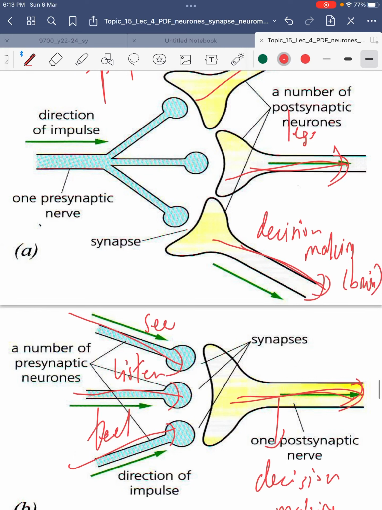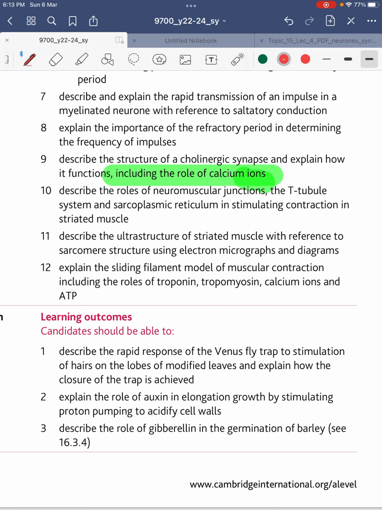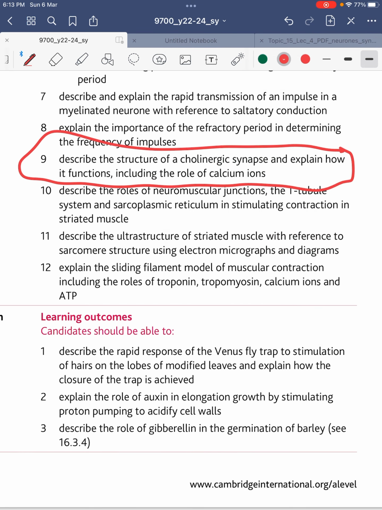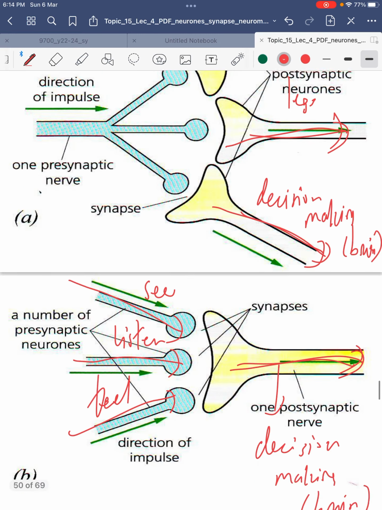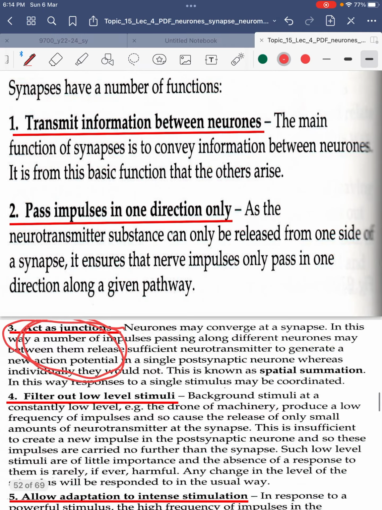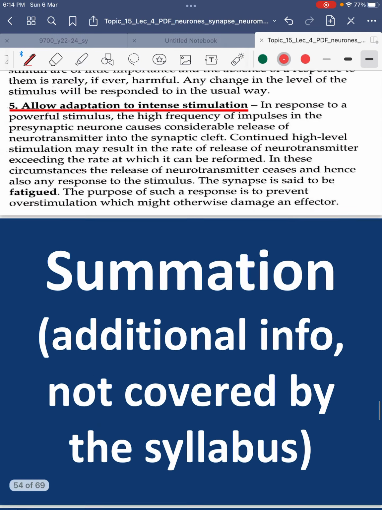So this is not in the syllabus, but I feel that it's good to know as well, because it's very, very interesting. The syllabus doesn't state anything about the functions, meaning it only asks how it functions, which means the events of synaptic transmission. But what are the uses of the synapse? I think that's also important. Like unidirectionality to prevent fatigue, learning and memory, acting as a junction, and so on. These are important roles or functions of the synapse.